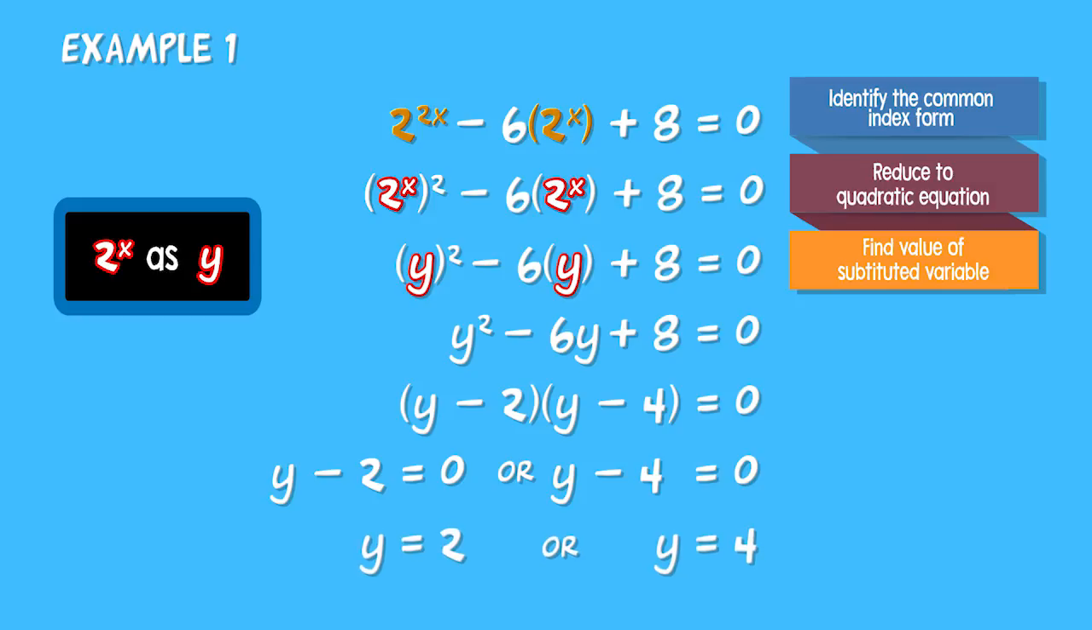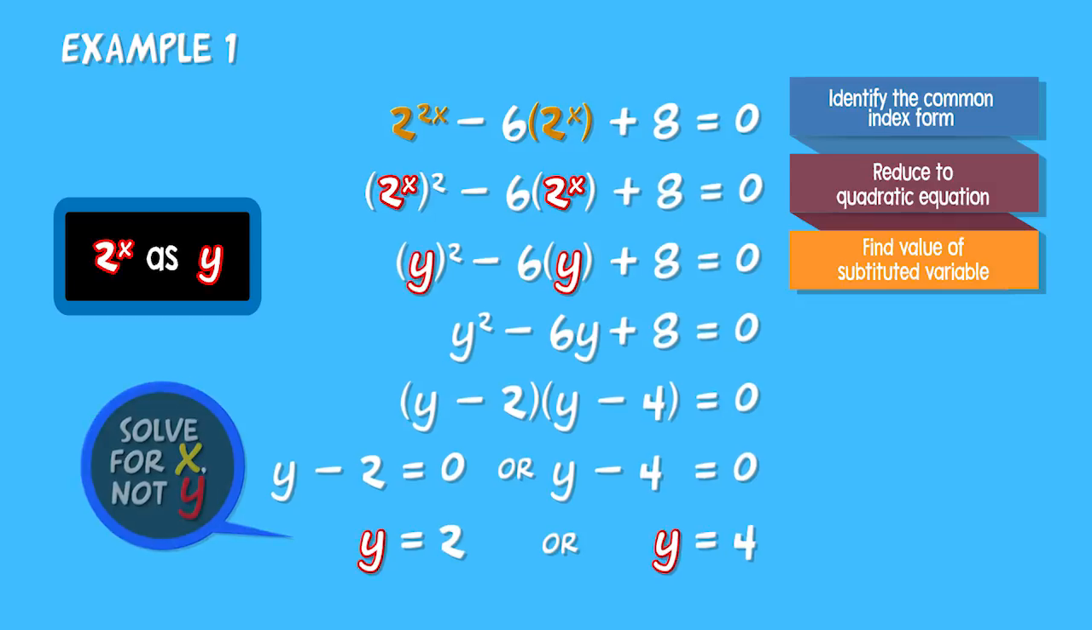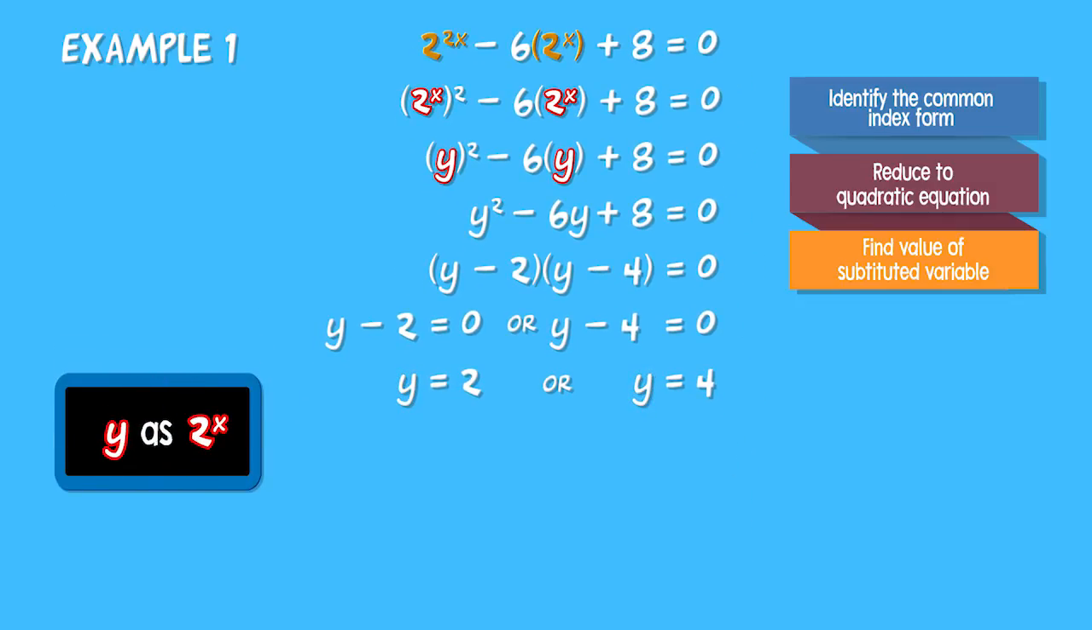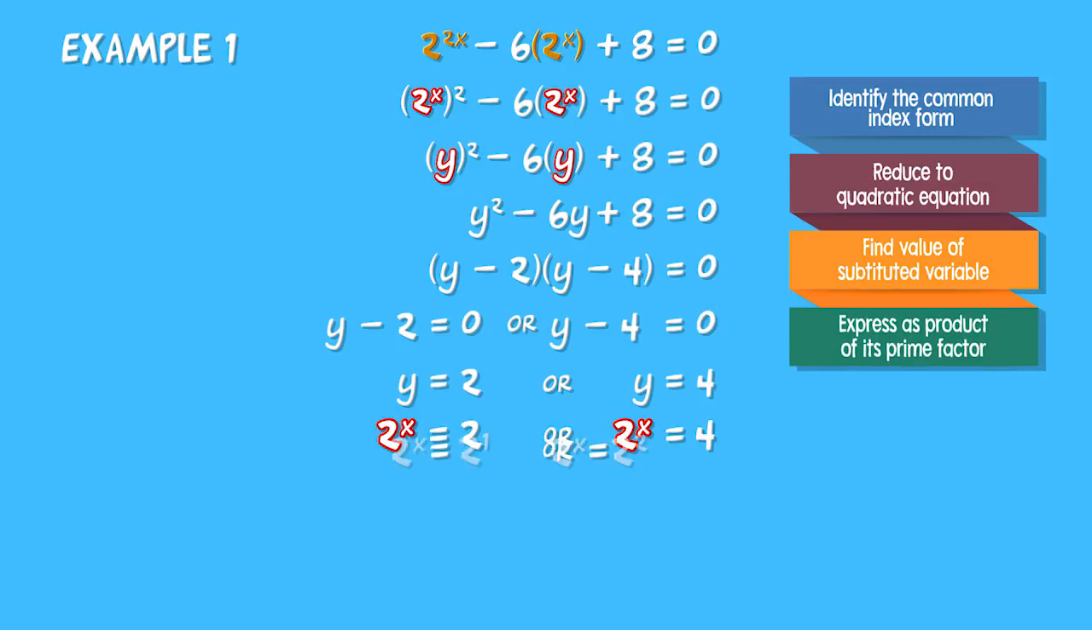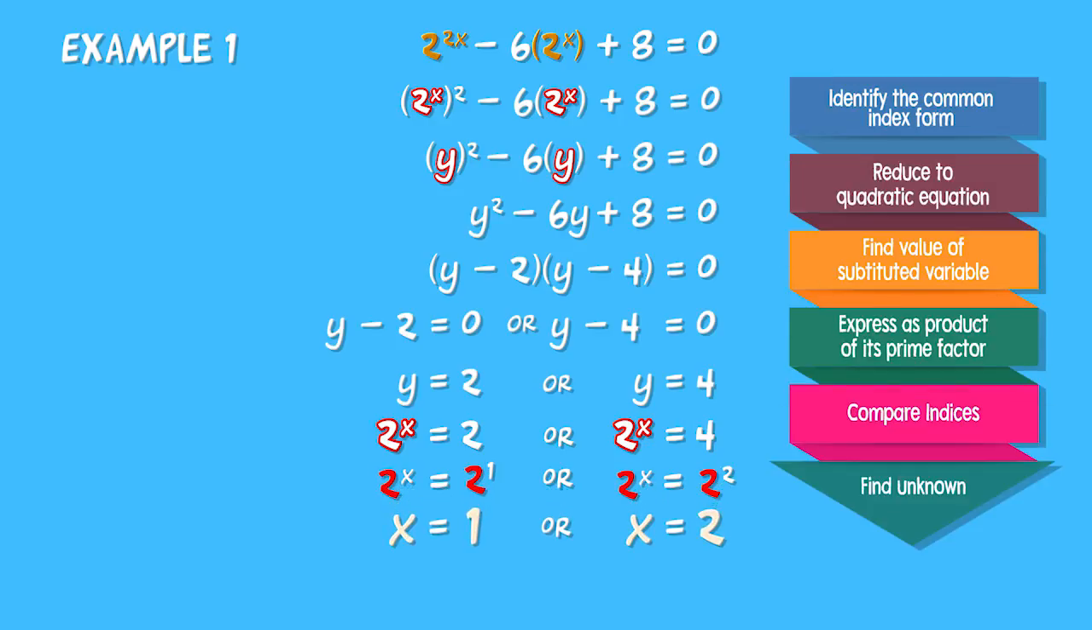Now, are we done? No! Always remember that we are solving for x and not y. So, let's replace y with 2 to the power of x. We write 2 as 2 to the power of 1 and 4 as 2 squared. Again, bases are the same now, and we can compare the indices to get x equals 1 or x equals 2.